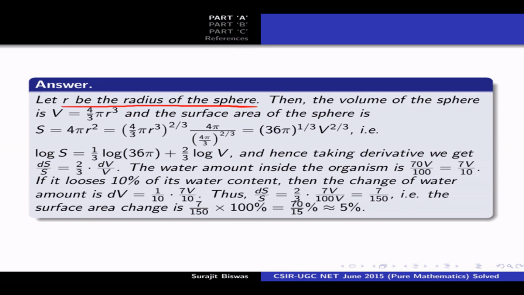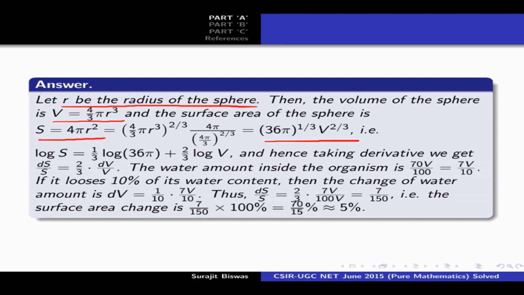Then the volume of the sphere is V equal to 4 by 3 pi r cube, and the surface area of the sphere is S equal to 4 pi r square, and hence S and V are related by S equal to a constant times V to the power 2/3. Taking log, we get log S equal to a constant plus 2/3 log V, and taking the derivative we get dS by S equal to 2/3 times dV by V. Here we are taking dS as the differential.